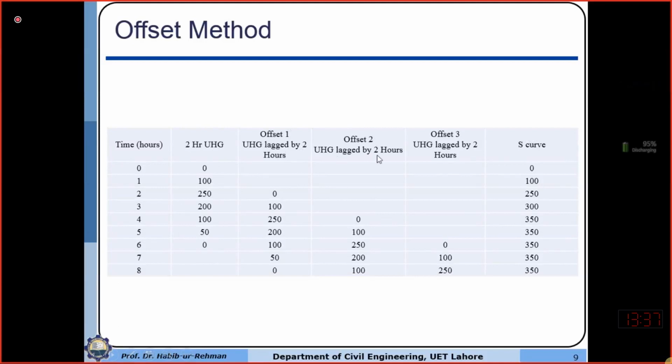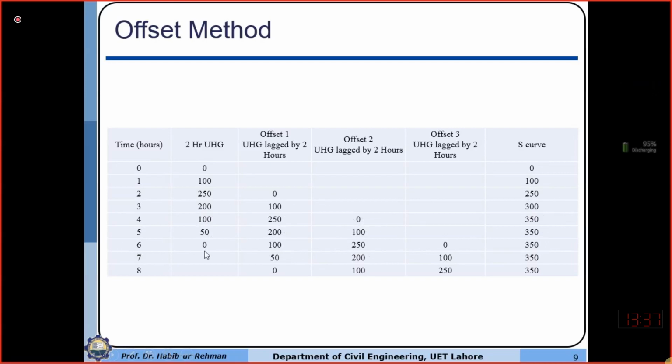You can see this one is 0, this one is 100, this one is 250, this one is 200 plus 100, that is 300, this one is 100 plus 250 plus 0, that is 350. This one is 50 plus 200 plus 100, it is 350. This one is 0 plus 100 plus 250 plus 0, that is 350.